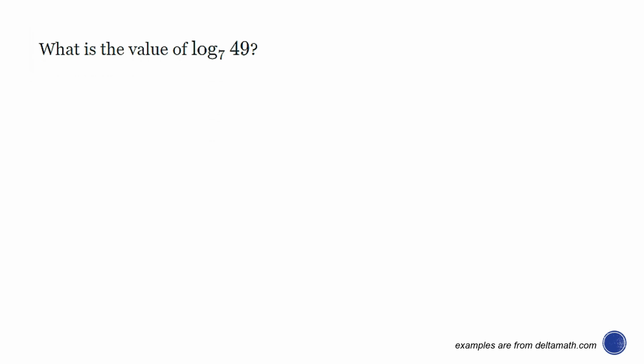Here, we need to find the value of logarithm 49 base 7, and what I usually do here is I create an equation from this that equals x, or question mark, and the next thing that I will do is convert this into an exponential equation. This will be equal to 7 raised to x equals 49. So that's 7, this one, raised to x, which is the exponent, equals 49.